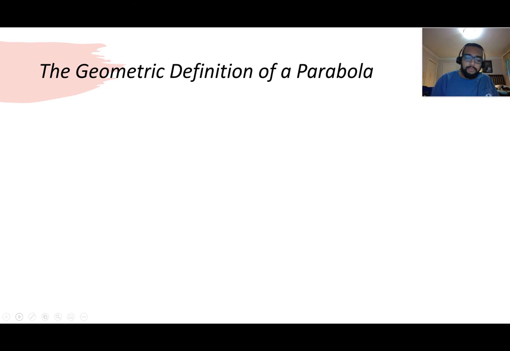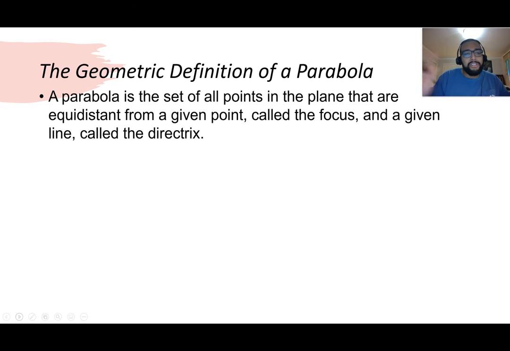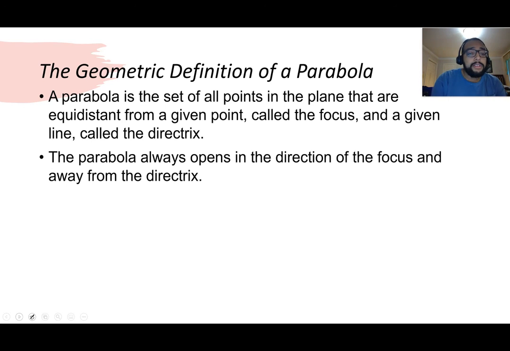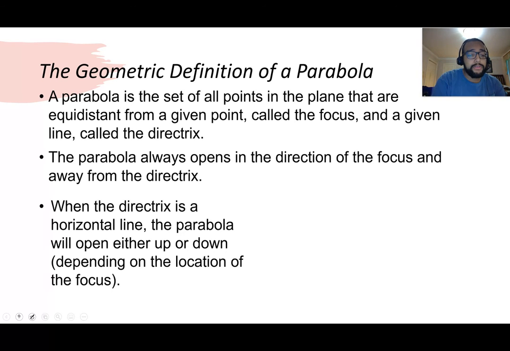So from there, our first big topic we tackled was focus and directrix. I think it was Davy Crockett I brought in, and how he showed you with the patty paper how that actually worked. The geometric definition of a parabola: it's the set of all points in the plane that are equidistant from a given point, called the focus, and a given line called the directrix. So the parabola is always going to open in the direction of the focus and away from the directrix.